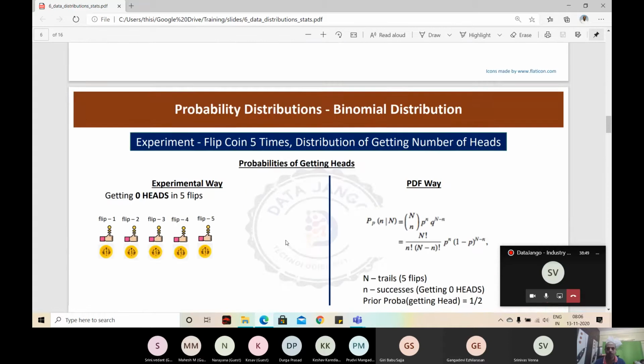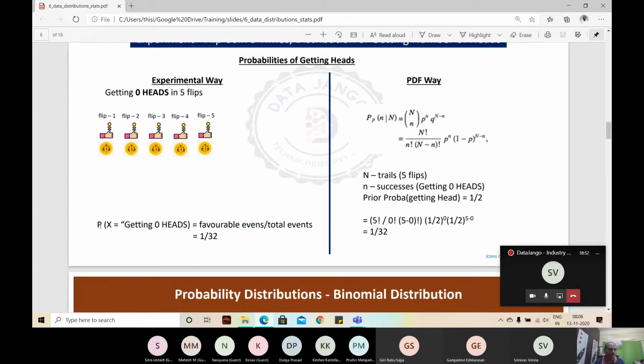So I threw 5 times and I calculated the probability of getting 0 heads. It is 1 by 32. The same thing can be calculated using the probability density function. There are two terms, probability density function and probability mass function. When you are calculating the probability of an experiment whose outcomes are discrete, the density function is also called the probability mass function. It is just terminology, nothing big.